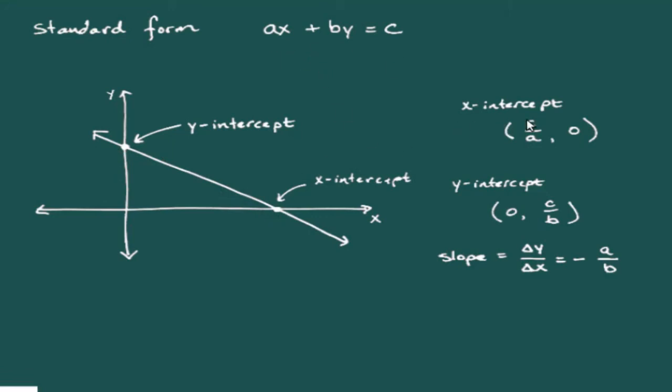Now the x-intercept is just going to be the x value c over a, and our y value is going to be 0. So remember, for the x-intercept, the y value is 0. So our x-intercept is (c over a, 0). Our y-intercept, where we cross the y-axis, is going to be (0, c over b). And once again, our slope, which was just our change in y over change in x between any 2 points on that line, is actually going to be given by negative a over b.